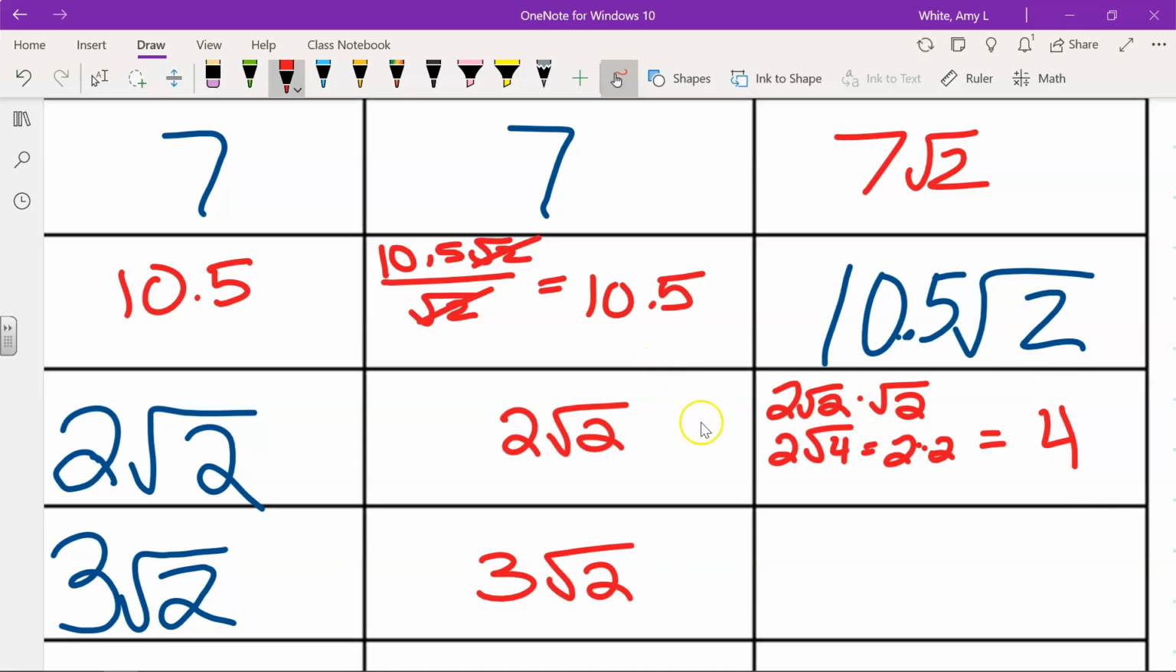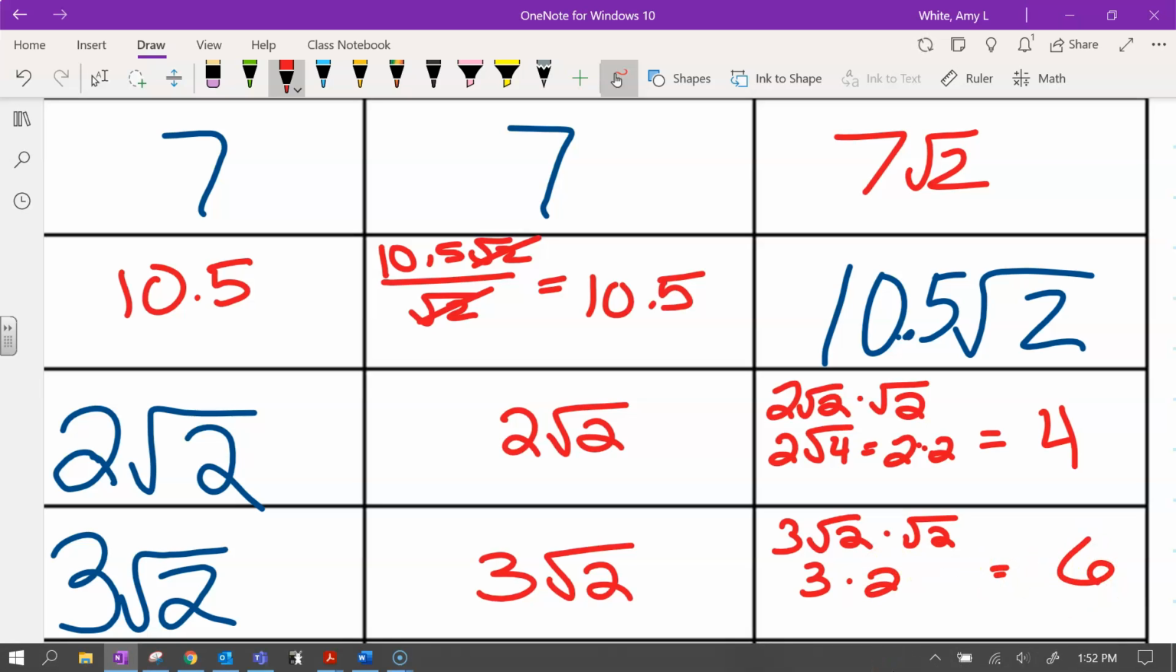So you notice that now there is no radical in our hypotenuse because the square roots of 2 were able to become a perfect square. So what do you think the hypotenuse is going to be when the legs are 3 root 2? Well, they would be 3 root 2 times the square root of 2, which is 3 times 2, which is 6.